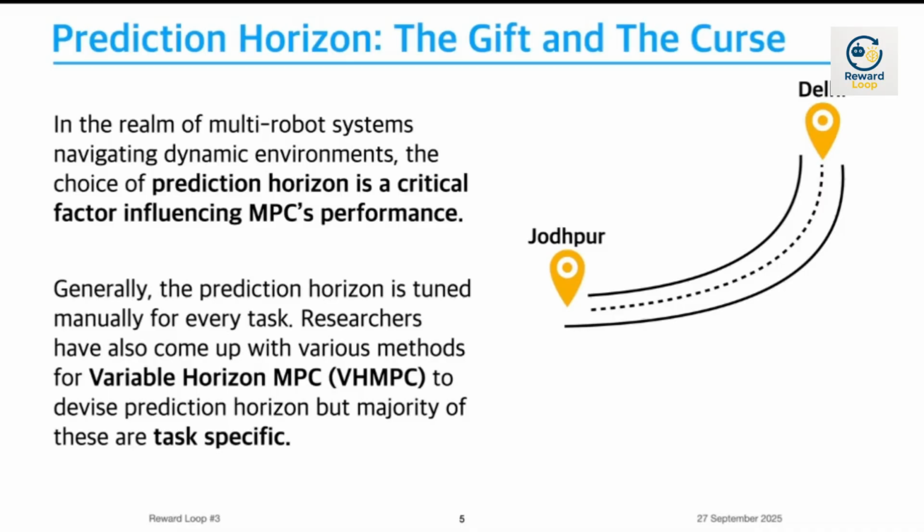For example, a very basic version of VHMPC can be, say, I start with a very high value of prediction horizon, say 50. And then my proposition is, as I move closer to my goal, I no longer need to look much into the future. And so I can decrease the value of the prediction horizon by 1 each time. So at the initial step, at the 0th step, say my value of prediction horizon is 50. At the next step, it can be 49. At the next step, it can be 48, and so on.